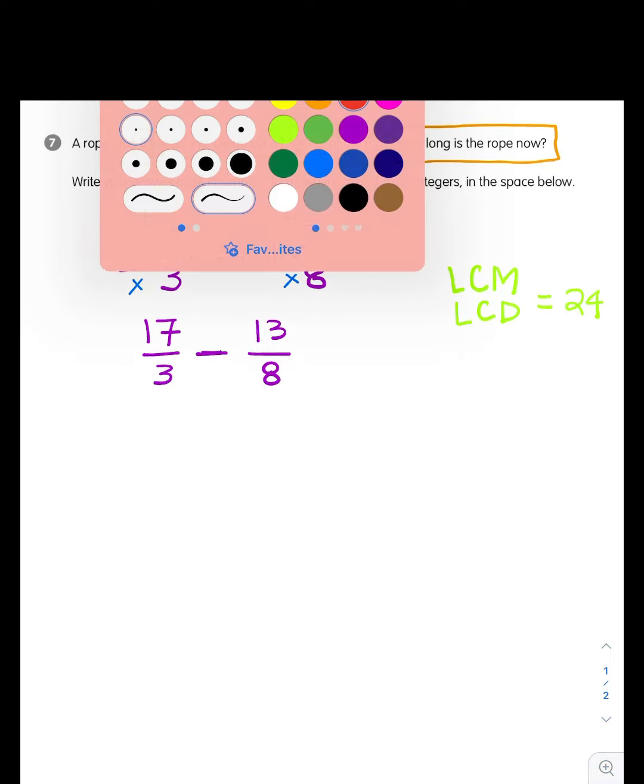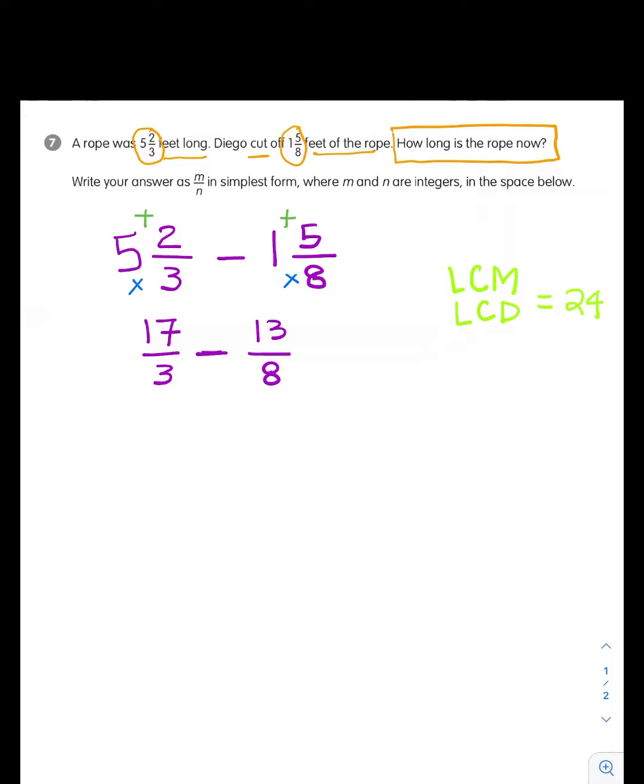So we ask ourselves, okay, how do we get to 24? We multiply this one times 8. We multiply that one times 3. So we multiply the first improper fraction by 8 over 8, which is equivalently 1, and we want to get to a denominator of 24. We do the same here. We multiply by 3 over 3.